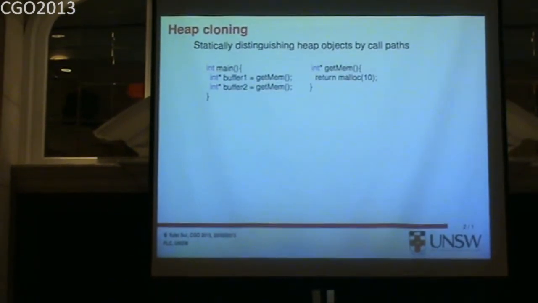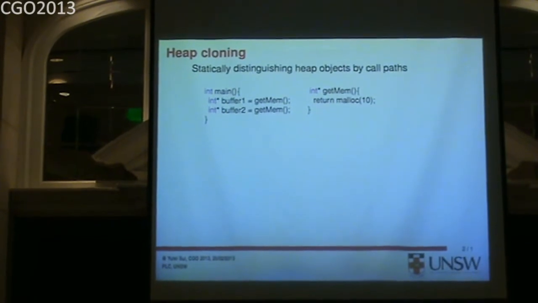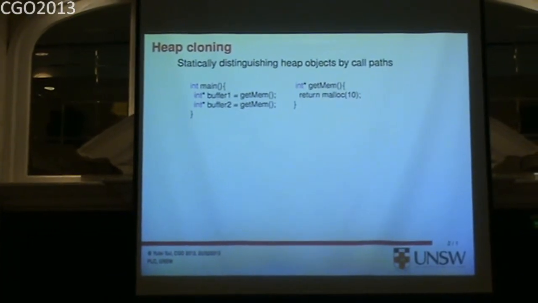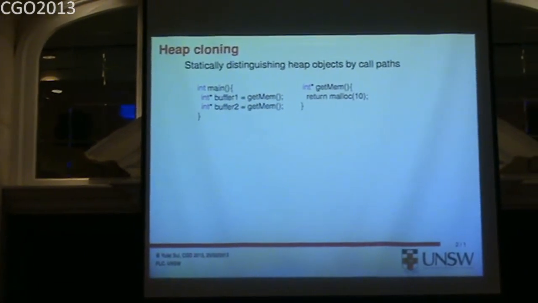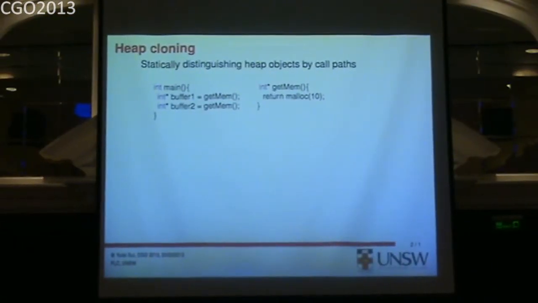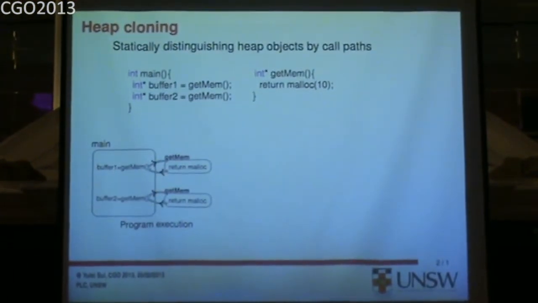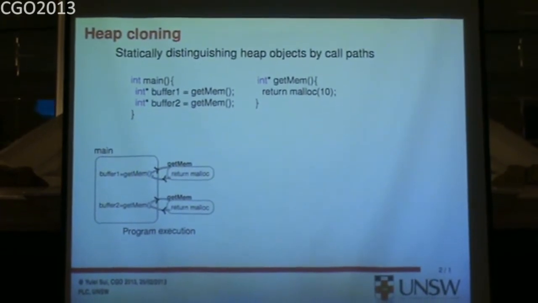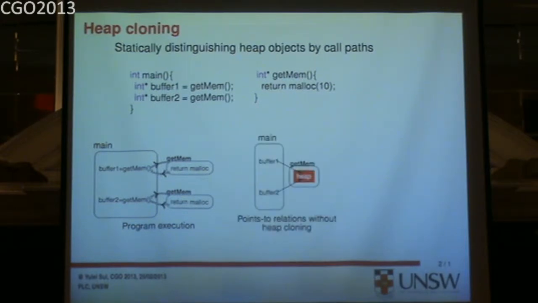Let me use a tiny example to demonstrate what heap cloning is. There are two methods. In the first method, main, there are two buffers allocated via method getMap. In dynamic execution, we know that getMap will be invoked twice, and these two buffers definitely point to two different heap locations. However, in static analysis, or analysis during compile time, we always do approximations.